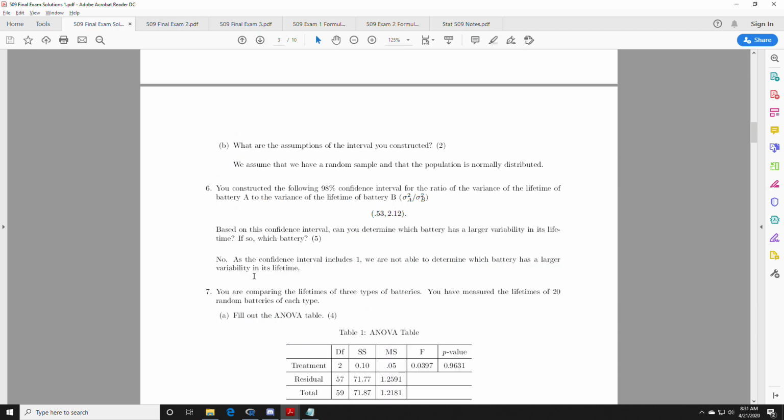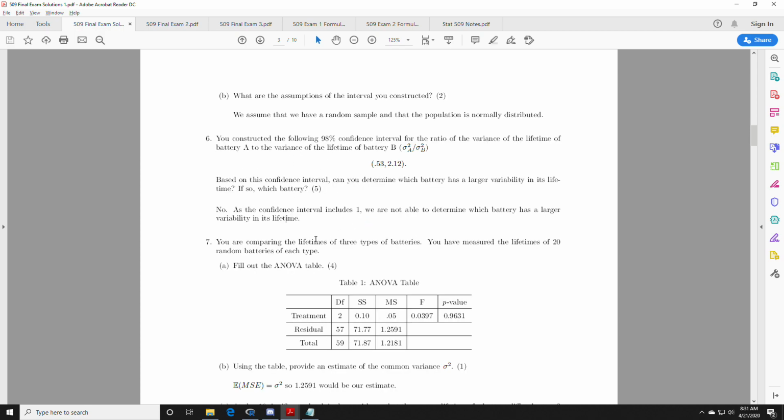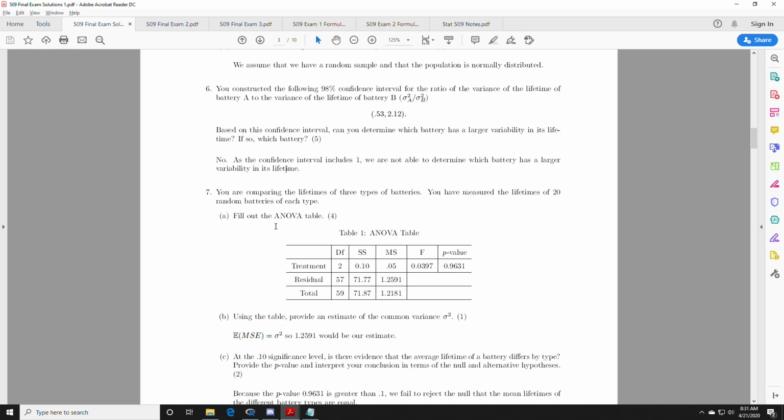This question would not be on the final. This is one of the things we had to skip. If you want to look at it for your own self, you can, but that's not going to be on the test or on the final.